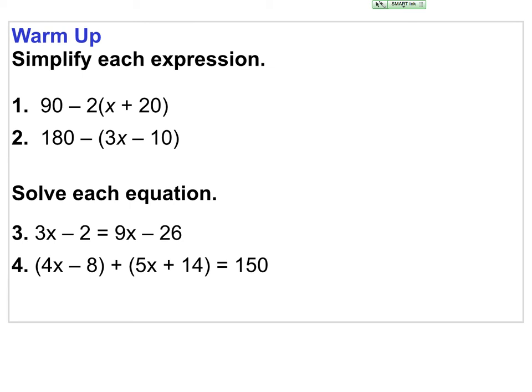Right, this is your bell ringer today. Some things we have to know how to do in our lesson today. Some review.